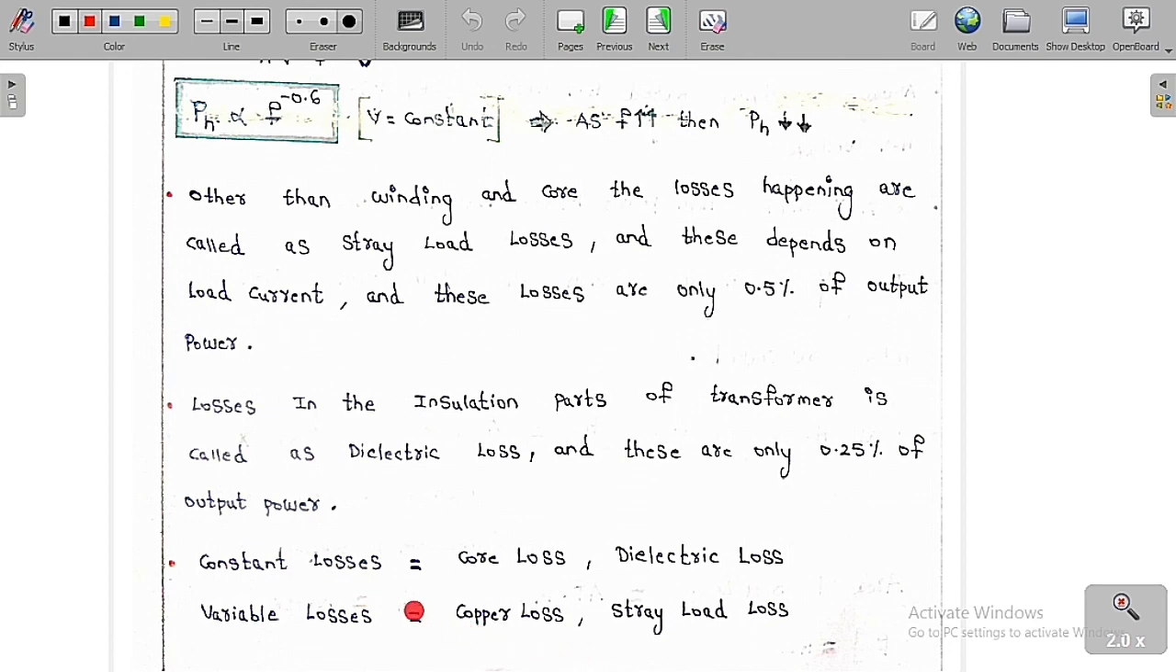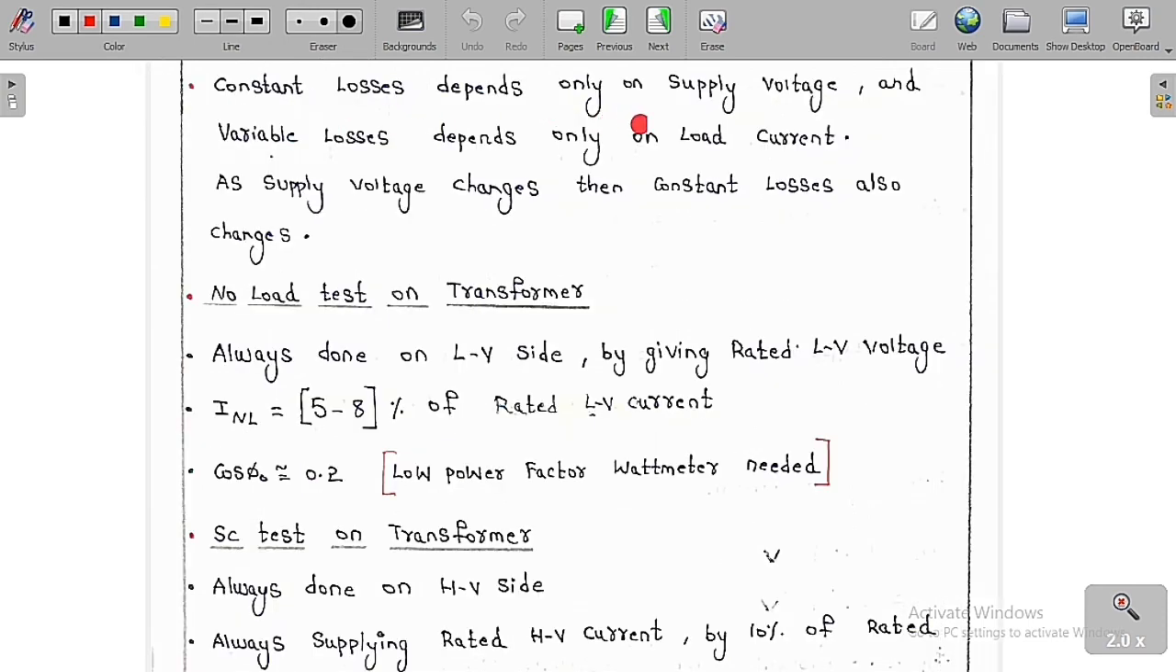So finally, I can say that in a transformer there are four losses: core loss, copper loss, dielectric loss and stray losses. Out of these, the constant losses are the core losses and the dielectric losses, and the variable losses are the copper loss and the stray losses. Constant losses depend only on the supply voltage, and variable losses depend only on load current. If the supply voltage changes, the constant losses also change, and whenever the load changes, the load current varies, so the variable losses also vary.